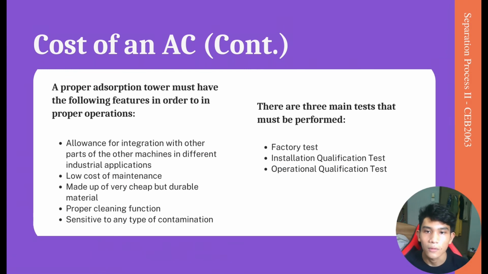Next, we proceed with the cost of an adsorption column. A proper adsorption tower must have the following features in order to be in proper condition. First is allowance for integration with other parts of the other machines in different industrial applications. Second, low cost of maintenance. Third, made up of very cheap building material. Fourth, proper cleaning function. And fifth, sensitive to any type of contamination. There are 3 tests that must be performed, which are the factory test, installation qualification test, and operational qualification test.